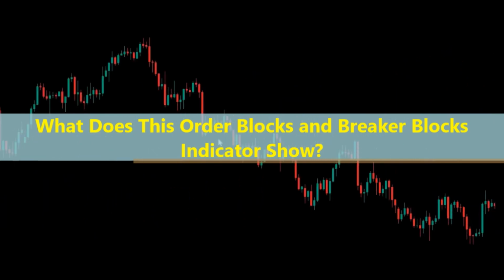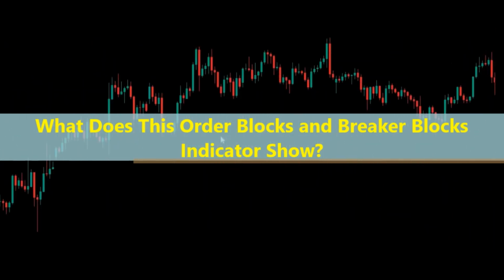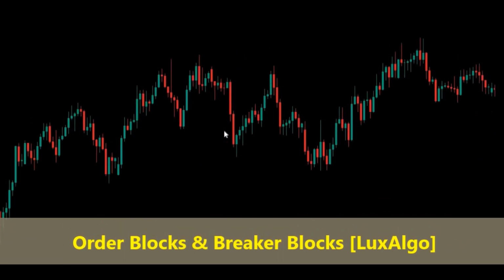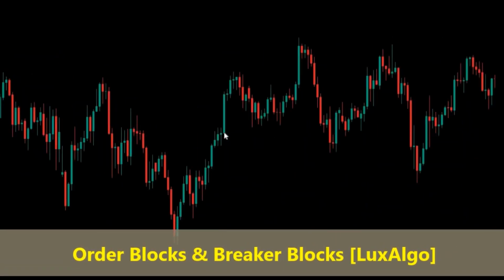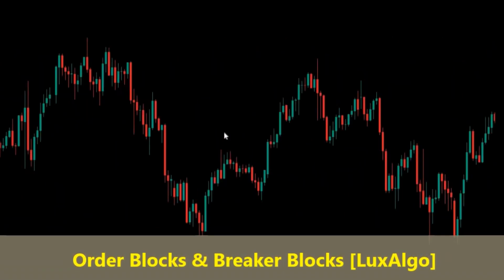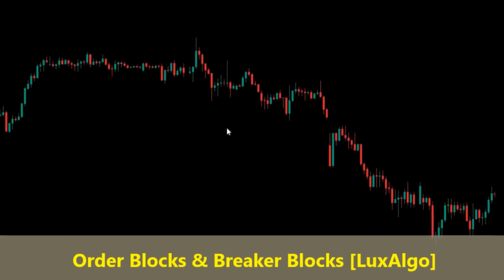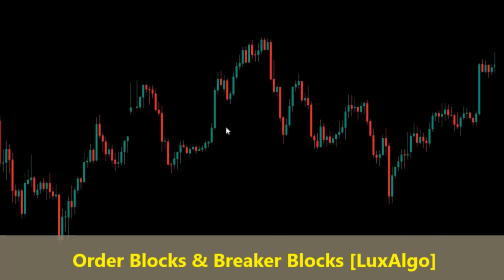And as you can see, there is a word order blocks and breaker blocks. Okay, so guys, let's add the indicator on our charts. Once we add the indicator, we're just going to learn the usage of it. Once we learn the usage of it, we're just going to understand more about the indicator by the name order blocks and breaker blocks by Lux Algo.